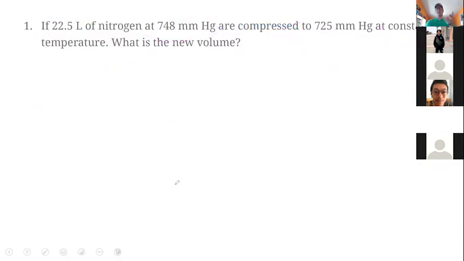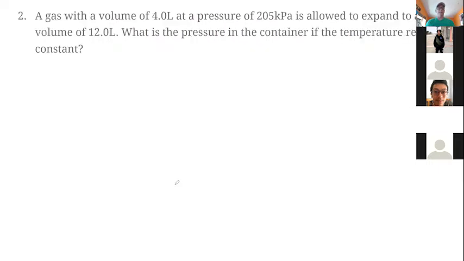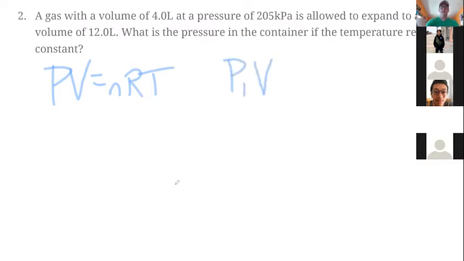So let's just do a couple of these and then I'll send you off to do them on your own. So let's look at this one. Basically the same question, only this time, instead of changing the pressure, instead of changing the volume, we're changing the pressure. So again, our old good friend P1V1. And so we have P1 and V1.